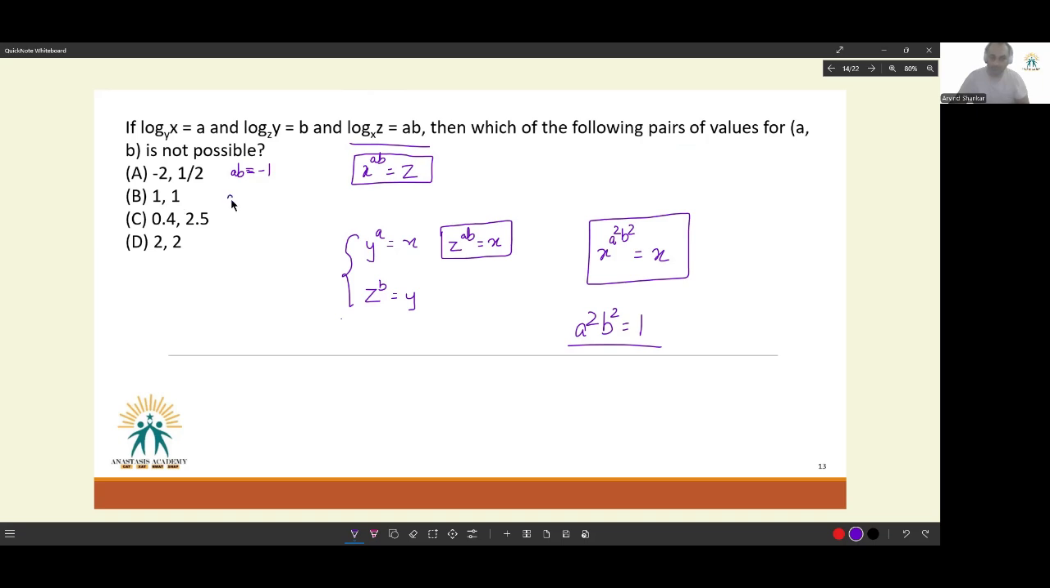1, 1. ab is equal to 1. Will a square b square be equal to 1? Very much so. 0.4 and 2.5. See, 0.4 is 2 by 5, 2.5 is 5 by 2. Of course, their product is equal to 1. Their square will also be equal to 1. But what remains is 2, 2. ab is equal to 4 here. So will a square b square be equal to 1? No. So which of the following pairs of values is not possible? It is option D.